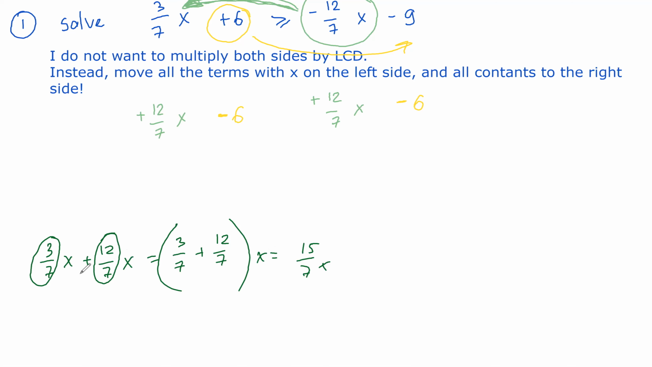So once again, I'm only adding the coefficients. And since the denominators are the same, I don't need to do a lot of work. I just add up 3 and 12, and I get 15 over 7x. Okay, so this is what we got on the left side, 15 over 7x. Now, what happened with these two is they got canceled.